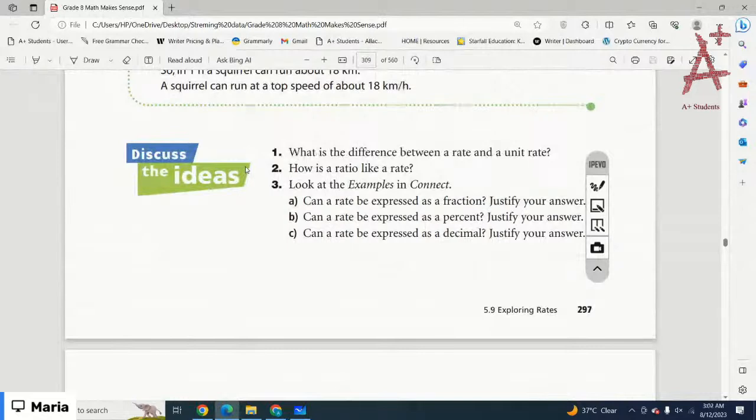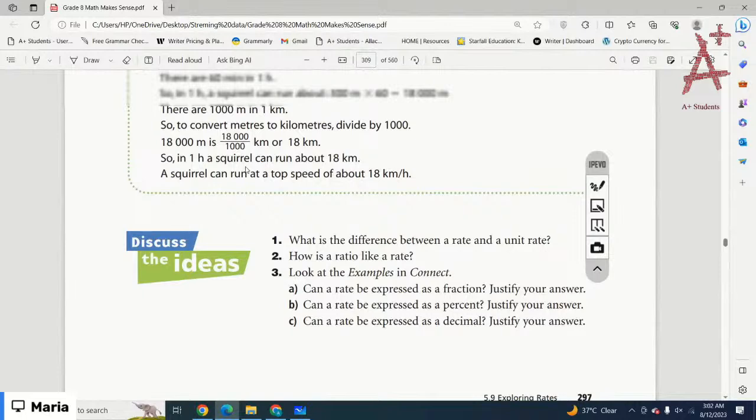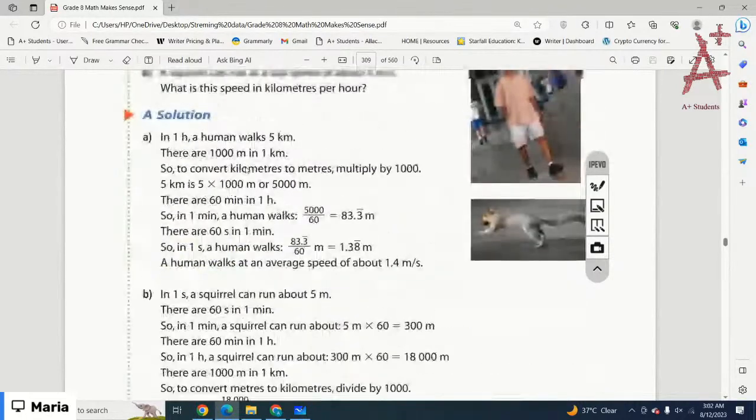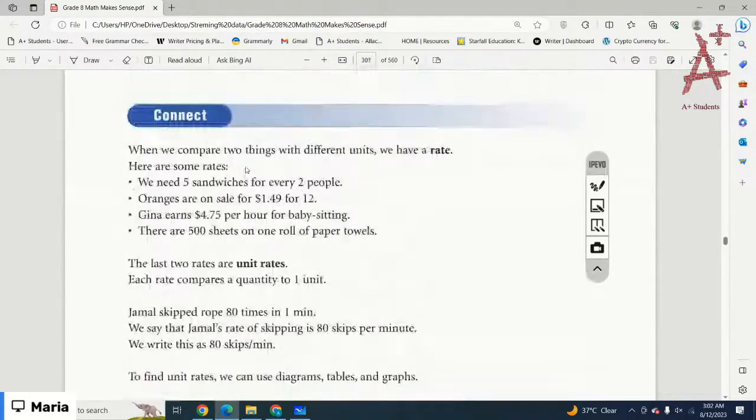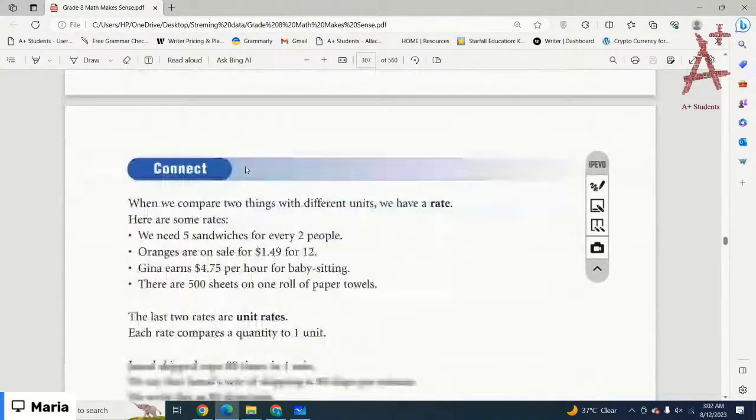Okay, the next one is look at the examples in Connect. Where is Connect? Okay, when we compare two things with two different units, we have a rate, right? So a rate can be expressed as a fraction, but it has the meaning of a unit rate.